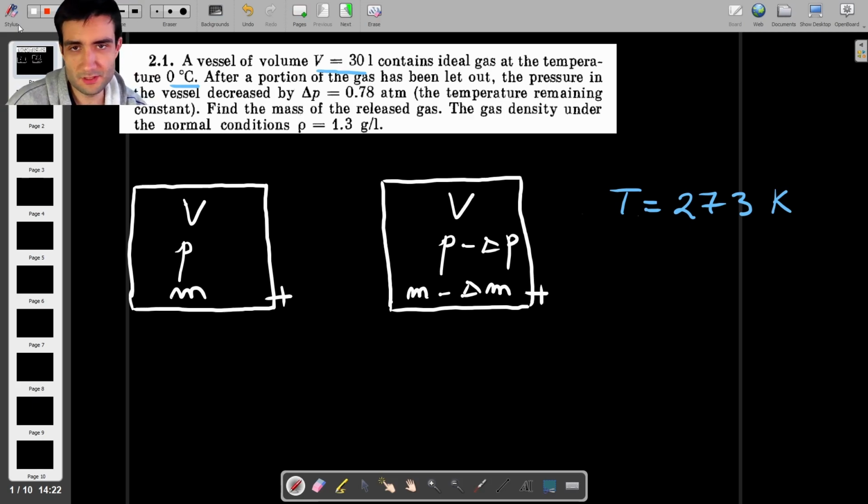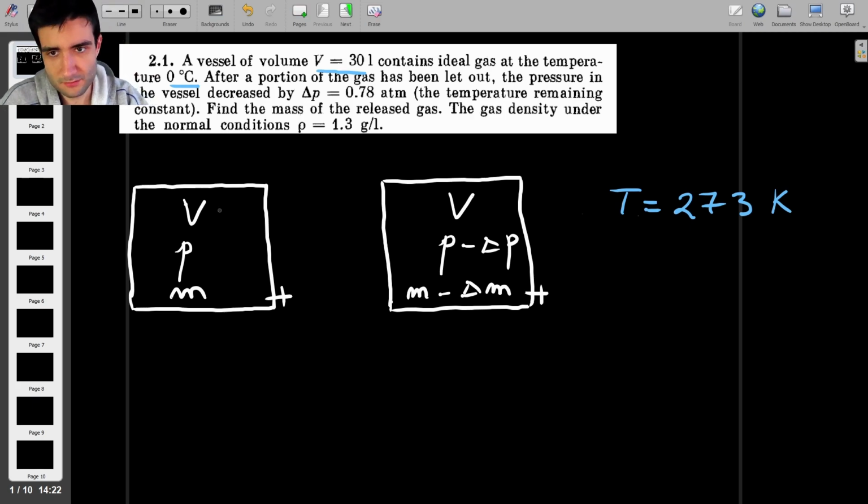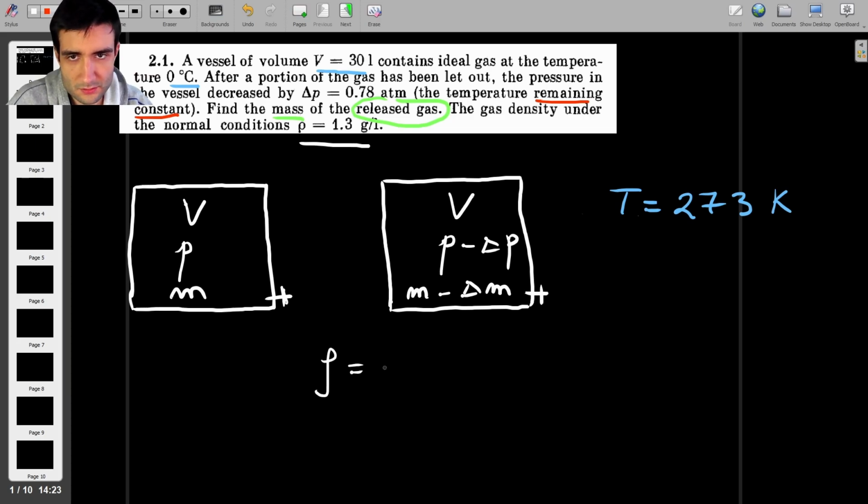And then after a portion of the gas has been let out, so imagine there's something like a valve, and you release the valve and some of the gas escapes, the pressure of the gas also decreases. This is something you would expect, as long as the temperature is maintained constant, which is true. And the question is, find the mass of the released gas. The gas density under the normal conditions is rho, 1.3 grams per liter. So let's write it here like this.